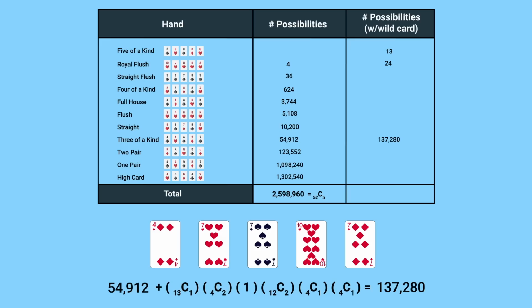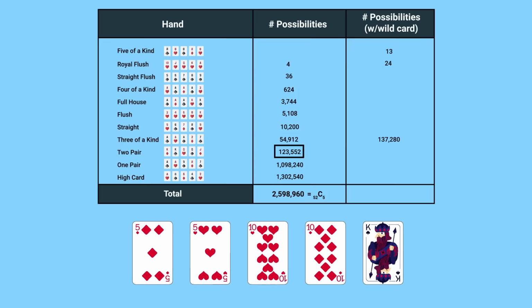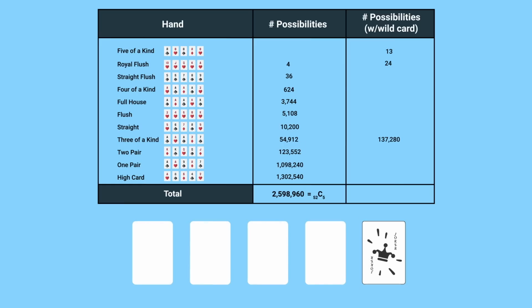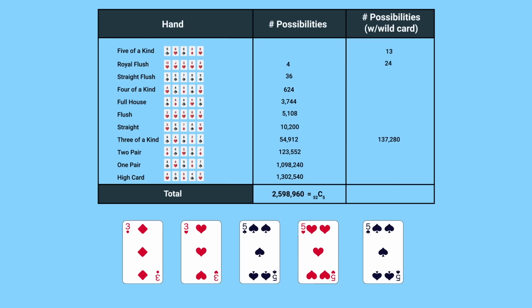But now check this out. For 2 pair, there are 123,552 ways to get it naturally, no jokers in your hand. When you have a joker in your hand, there are, ready, 0 ways to have 2 pair based on our rankings. Like if you have your joker and already 2 pair, you're of course gonna make a full house, turn that joker into a 5 in this case.